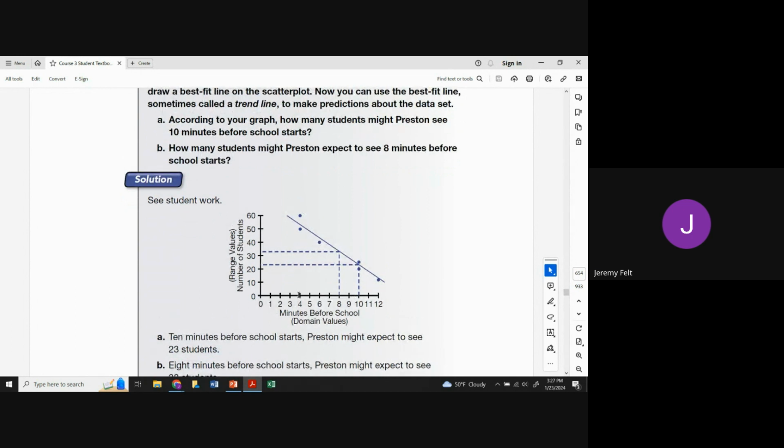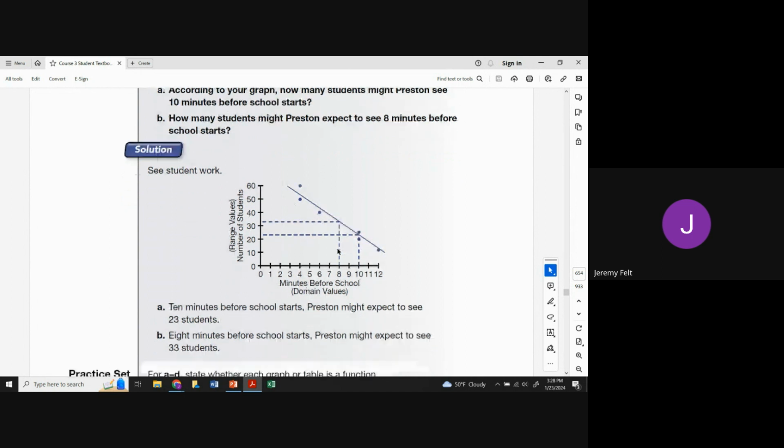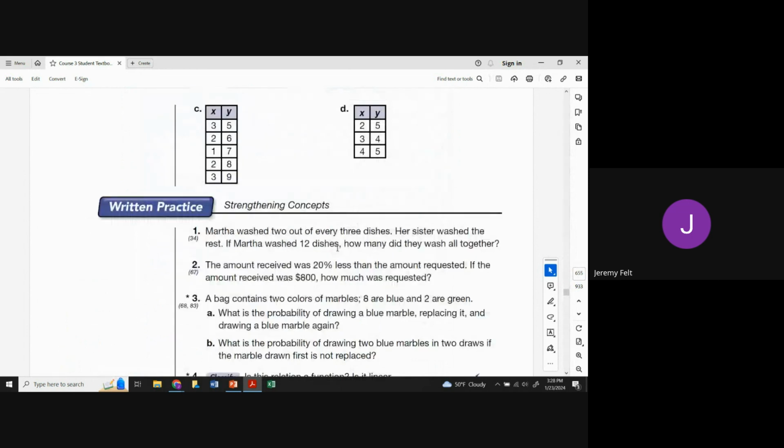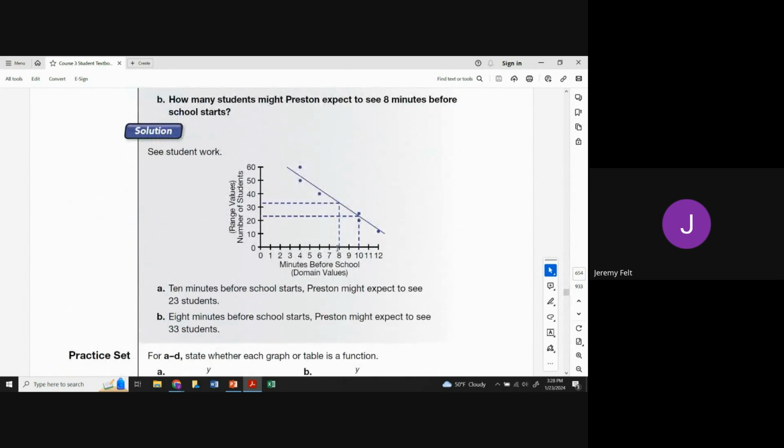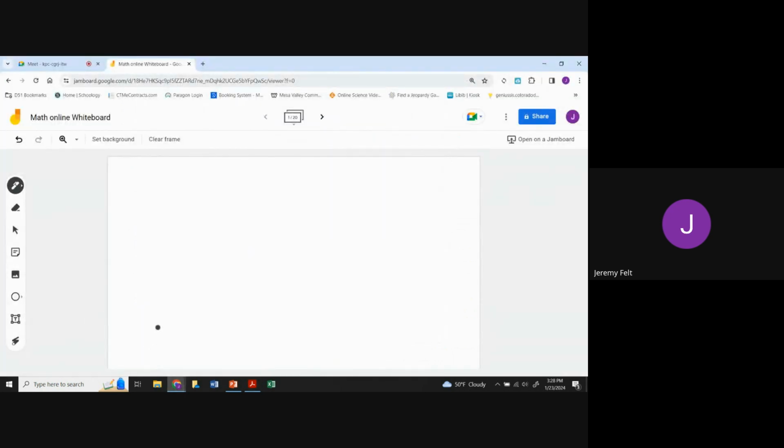At 8 minutes, again, go over to 8 and up to our line of best fit: about 32 or 33 students. And we'll talk more about line of best fit. Sometimes we have a correlation of 1, which is perfect correlation, -1 is perfect negative correlation, and then we have 0 where there's no correlation. I've seen even professionals take something like this. If it looks like a circle, there's not really a line of best fit, but they'll try to make it look like there is one, which there's really not.